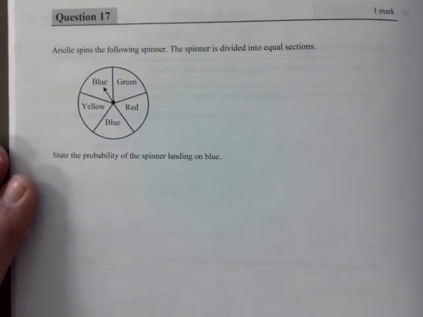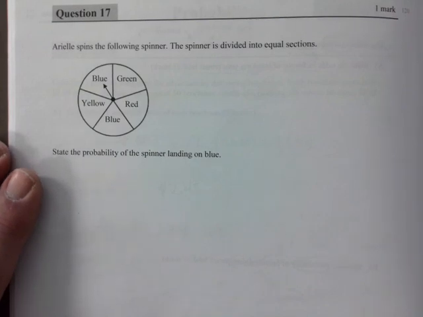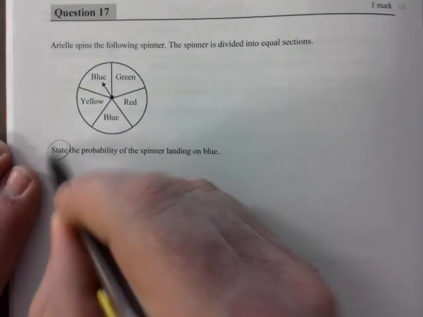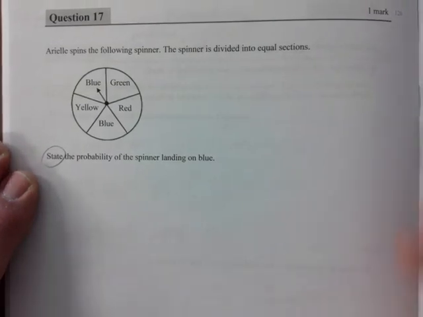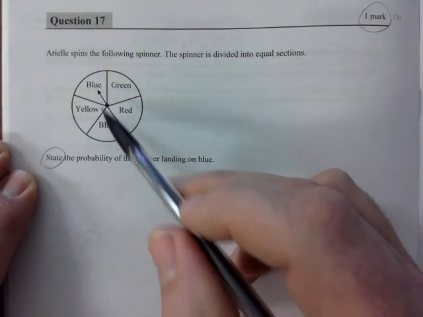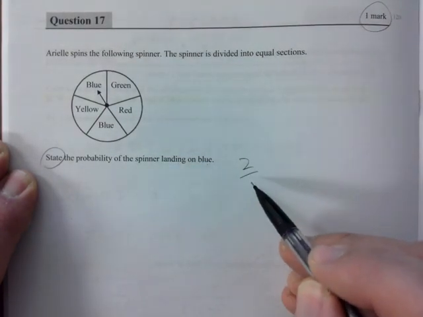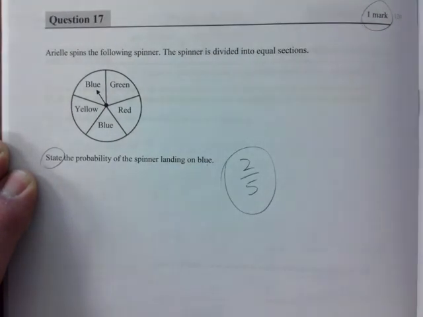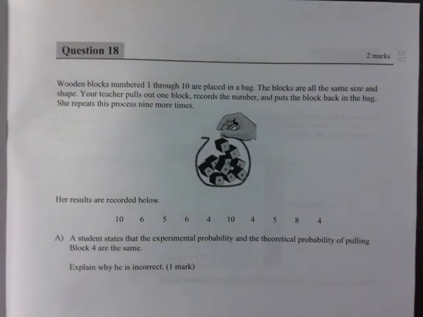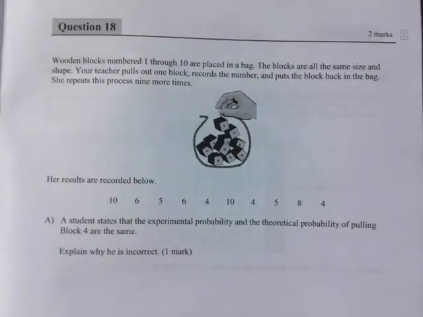Okay, Ariella spins the following spinner. Spinner is divided into equal sections. State the probability of the spinner landing on blue. State, that tells you that this is going to be easy and it's only 1 mark. So blue, there are 2 blue sections, 2 over 5. Done. That's it. Let's move on. See, it took you seconds to do this one, right? So that's why some are short and sweet, some take more time.